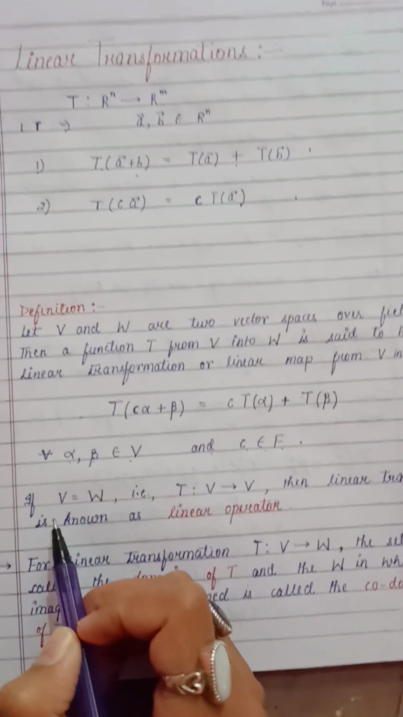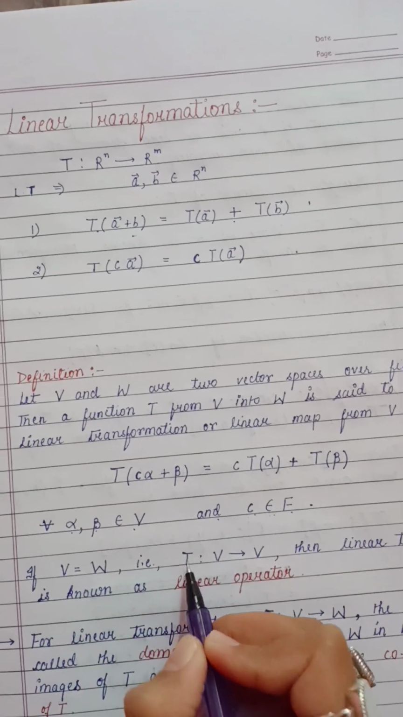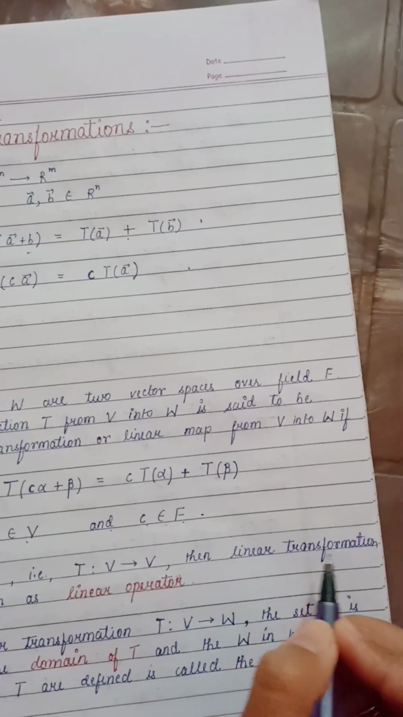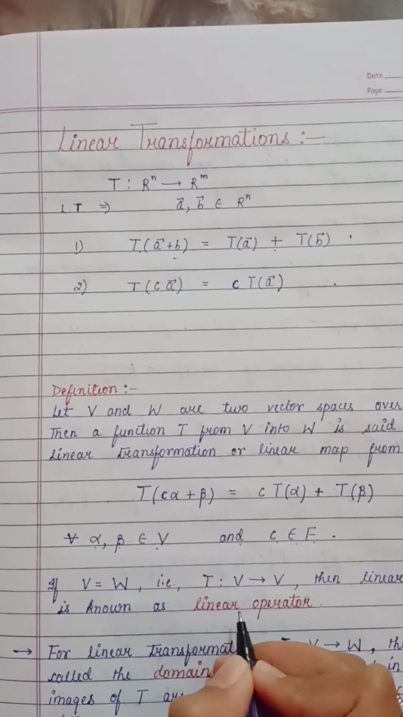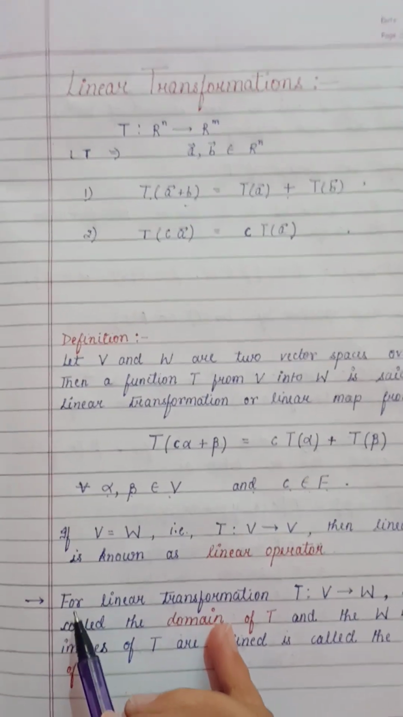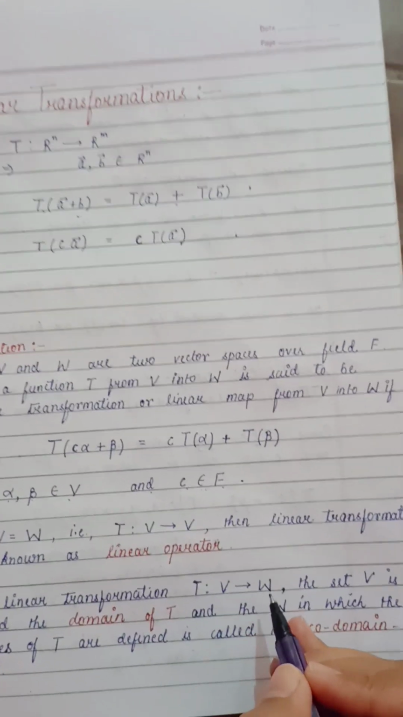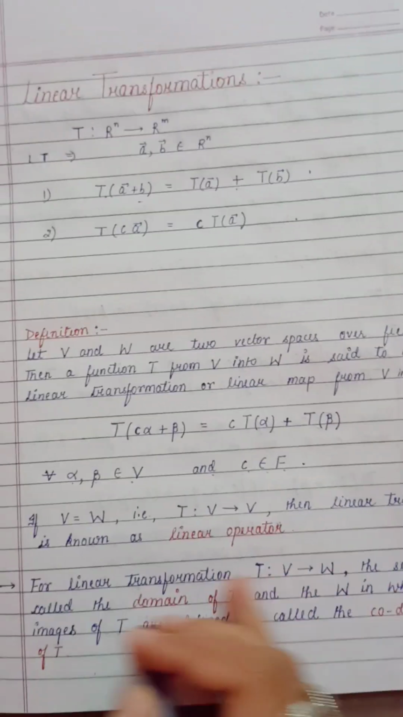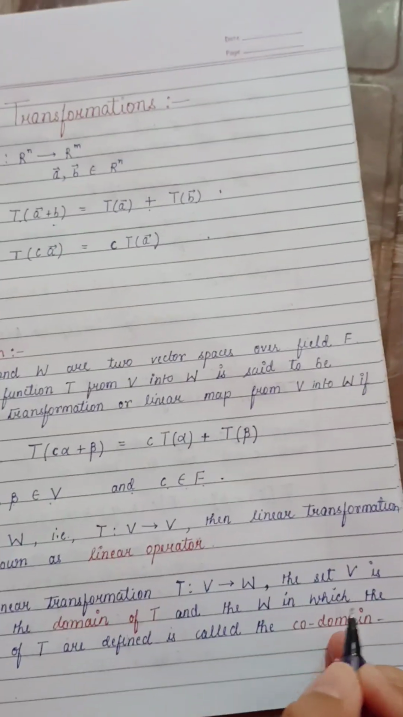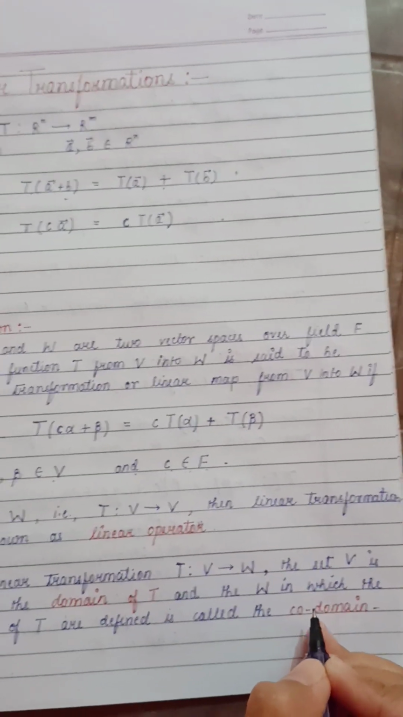There is one more thing to learn: if V is equal to W, that is, if the function is from V to V itself, then the linear transformation is known as a linear operator. Also, for a linear transformation from V to W, the set V is called the domain of T, and the W in which the images of T are defined is called the codomain of T.